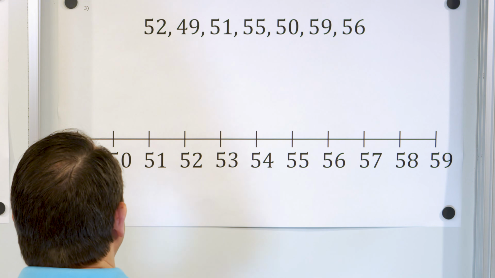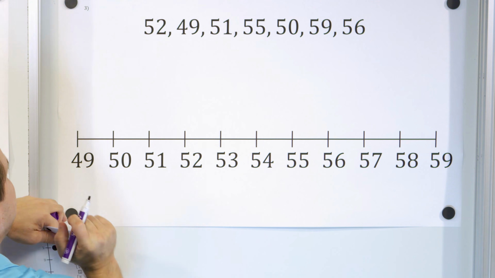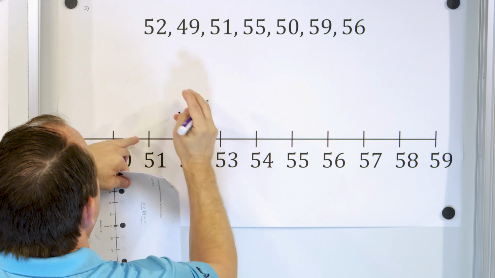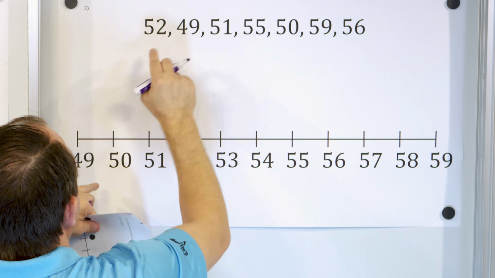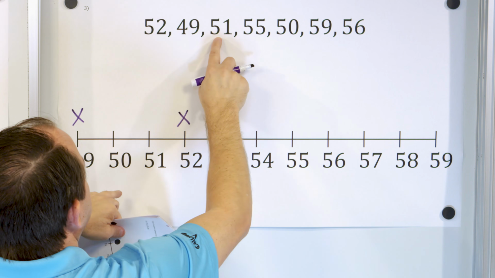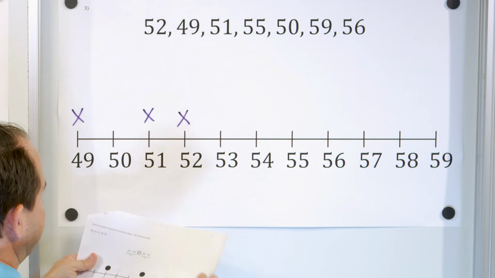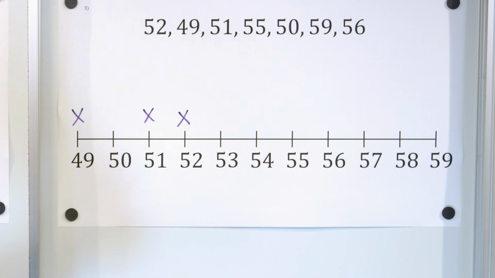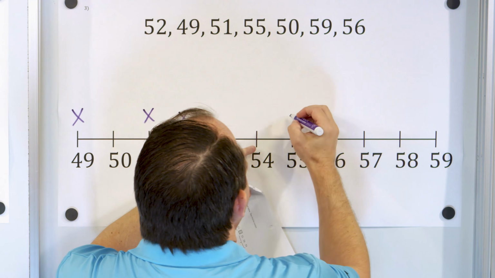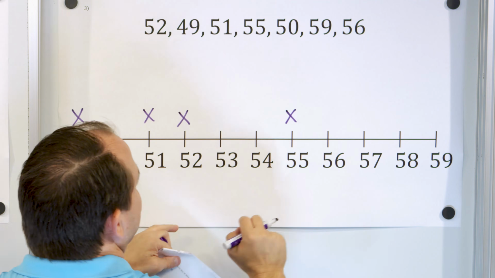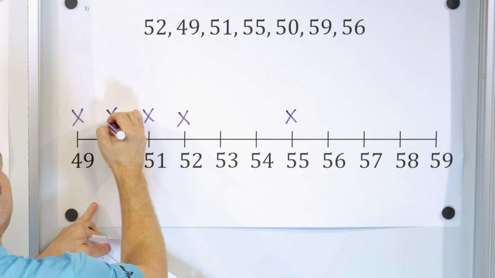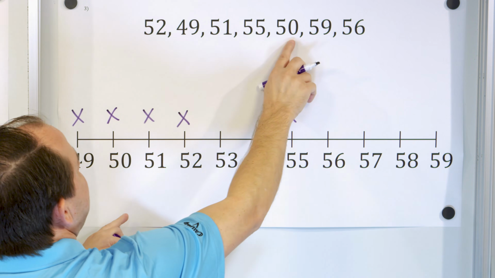So let's first of all see what the data looks like. 52. We have one person retire when they're 52 years old. We have one person retire when they're 49 years old. One person retires when they're 51 years old, right? One person retires when they're 55 years old. One person retires when they're 50 years old. And then we're here at 59.